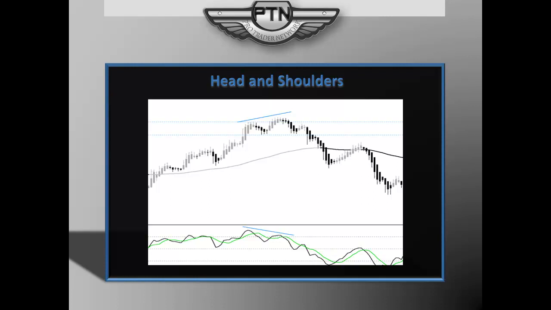So you can see I've drawn two horizontal lines here on this example showing that the right and left shoulders and right and left necklines are within 10 pips of each other. You can see I've used my trend line tool to show the bearish divergence.